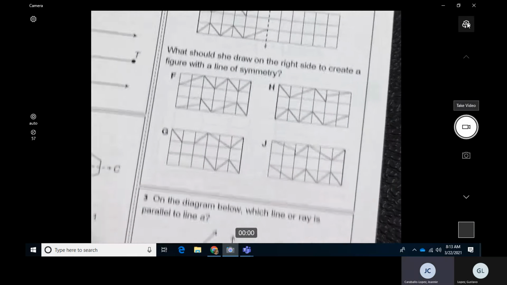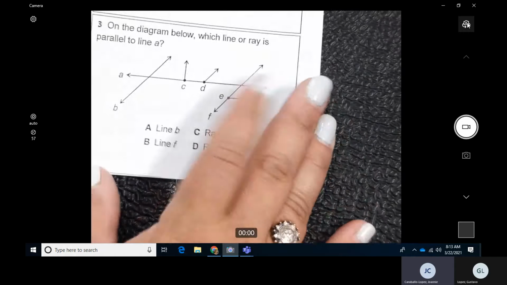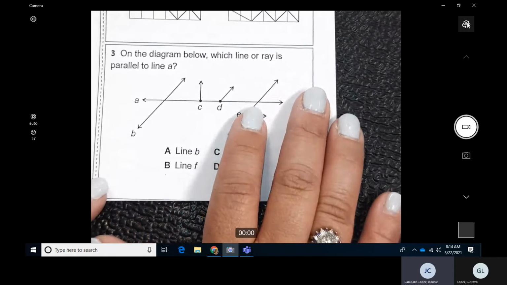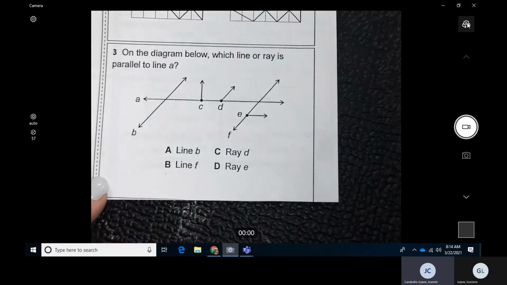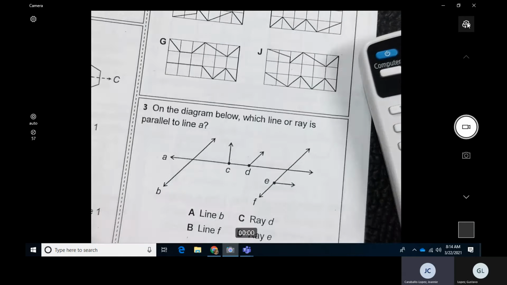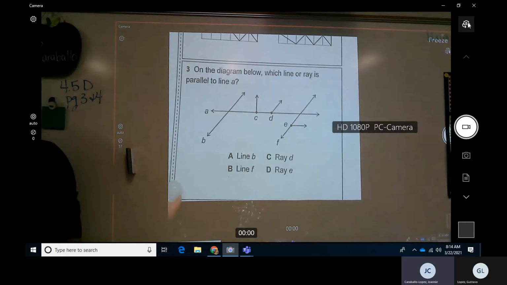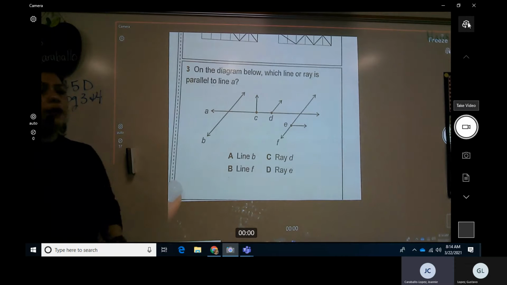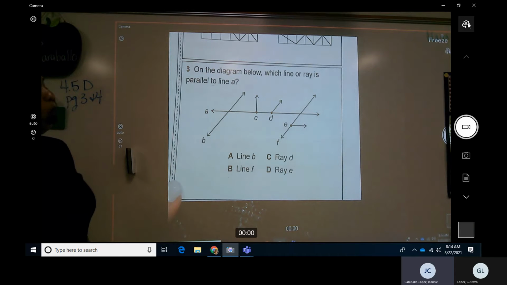Omar, puedes borrar. And then the last one. The last one says, on the diagram below, which line or rays is parallel to line A? Okay. So on the diagram below, go ahead and work in your group. Talk about it. That means that you stop writing and you talk to the people around you.